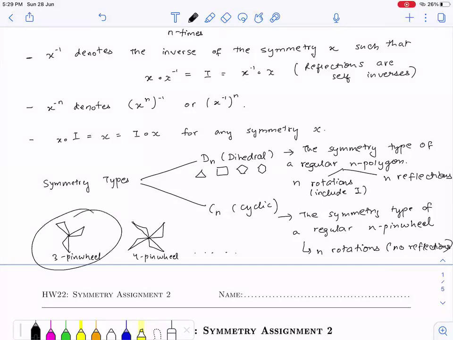Because if you look at these pinwheel figures, you would see that there is no axis, no line about which this figure is reflective. So they don't have any reflection symmetries. They only have rotational symmetry. So if you rotate this 1/4 turn, you get the same figure. If you rotate it 2/4 turns, you get the same figure, and so on.